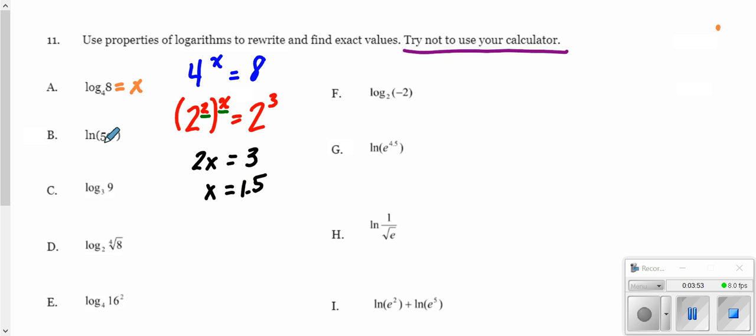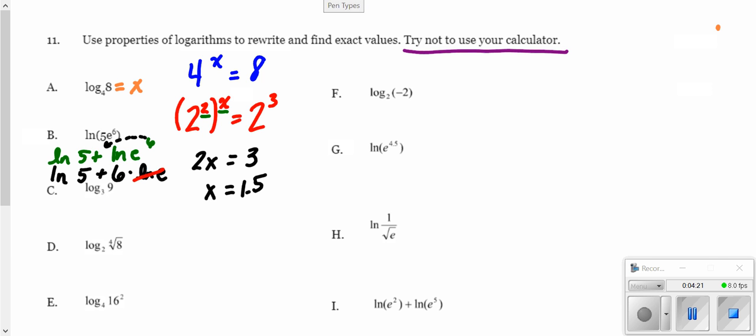In the next question, I could rewrite this using properties of logs. So if I have multiplication, I can write those as logs that are added together. And then I can use this property of logs that says the 6 can come down in front. So I'd have natural log of 5 plus 6 times natural log of e. And the natural log of e is 1. 6 times 1 is still just 6.